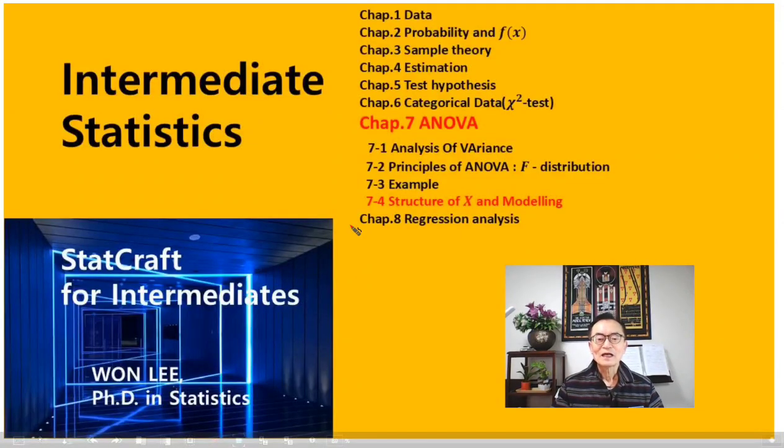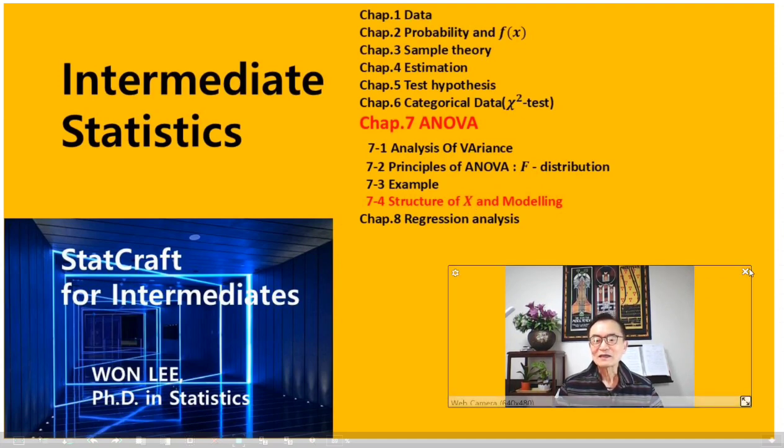I'm Lee. I'm going to introduce the structure of X, random variables, and modeling. This topic may be pretty interesting, with a unique explanation about models. I'm going to introduce models in this chapter, ANOVA. If you understand the structure of X, then you will understand models easily, I believe.